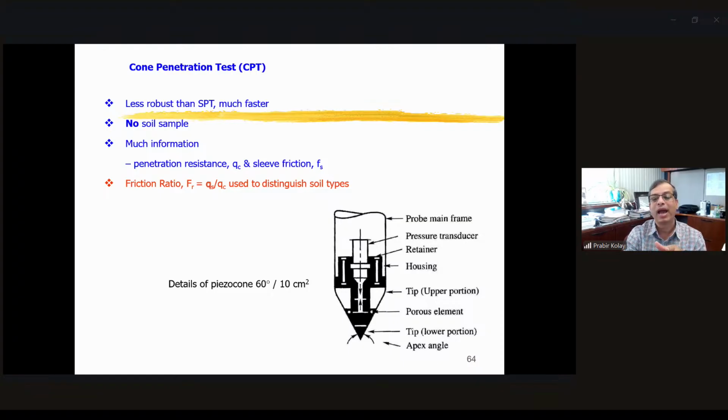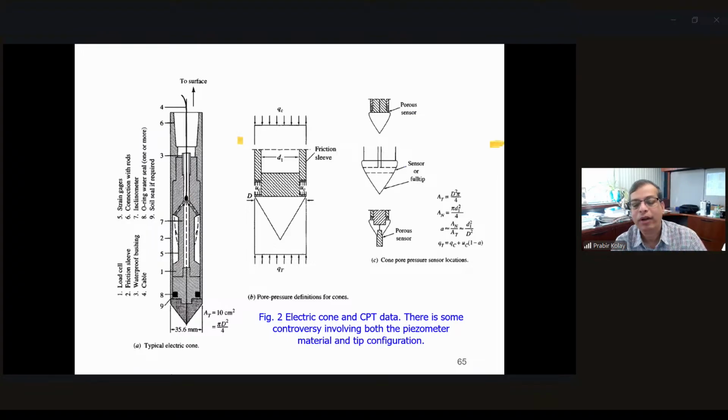So you see, QS is the skin friction, and QC is the cone penetration resistance. From the friction ratio, we can easily find out what type of soil is there at the particular site. There is a direct application to piling, so we can do that. And then E is also a function of QC.